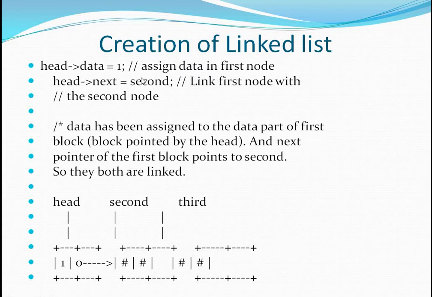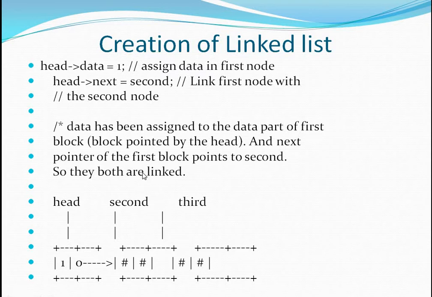So here, in this statement, what I am doing is assigning a value of 1, data 1 as 1, to the first node. So head data is equal to 1 and head next is equal to second, because the next field of the first node is going to point to the second. So see here, this is my pointer and this is my head node, and it is having a data value of 1 and a pointer to the next node. So the next field is having a pointer to the second node.